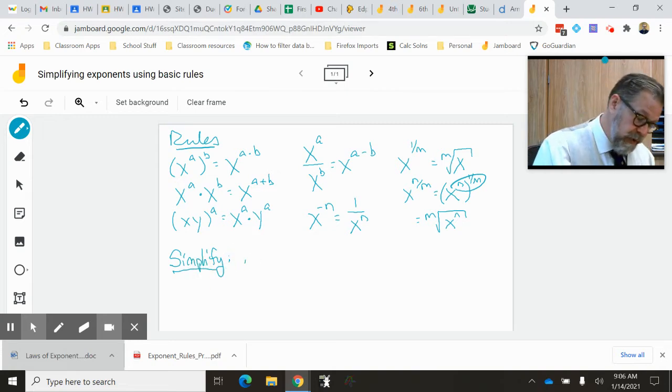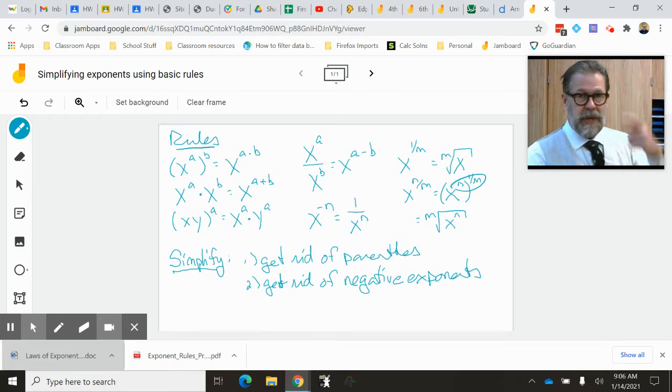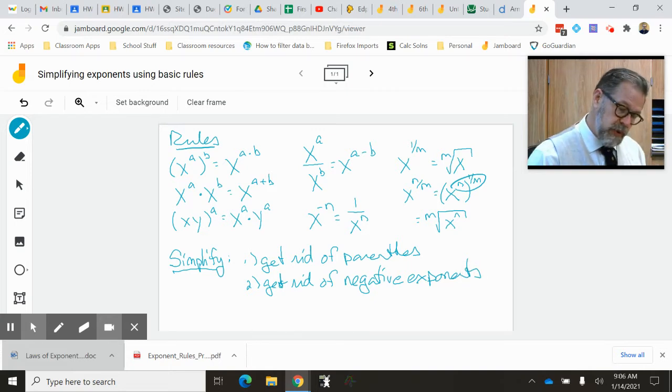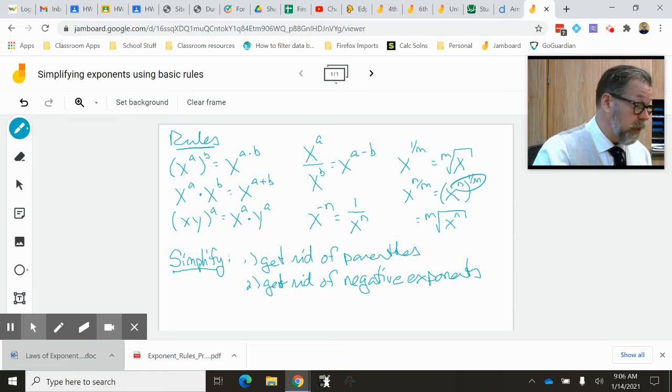Well, first of all, we want to get rid of parentheses whenever possible. So if you can get rid of parentheses right off the bat, that can be useful. Get rid of negative exponents. And whether you do this before, if they're in the parentheses, then get rid of the negatives before you get rid of the parentheses. If they're outside, then get rid of the parentheses first to whatever extent you can. This is a bit of a judgment call and requires practice.